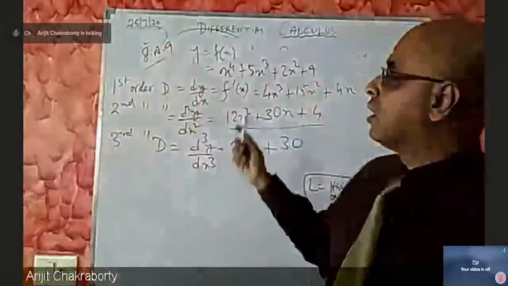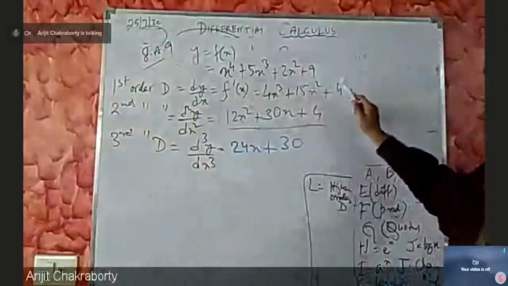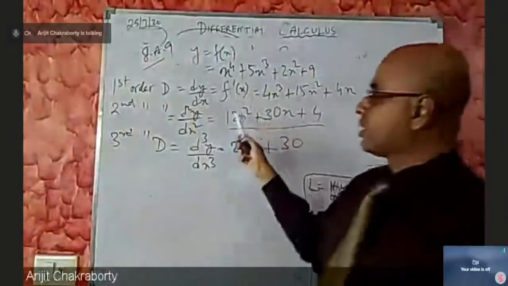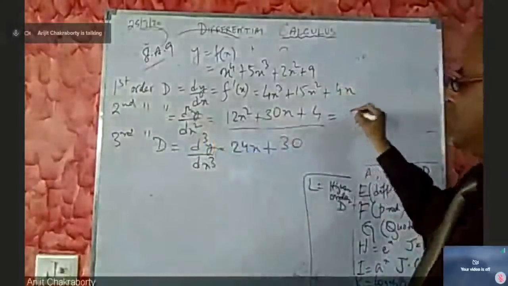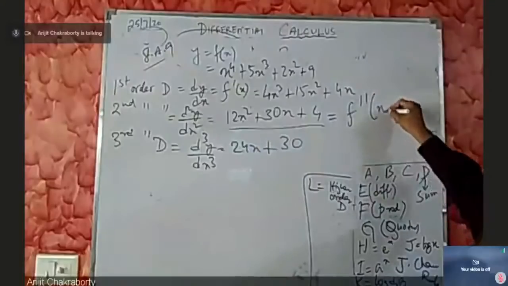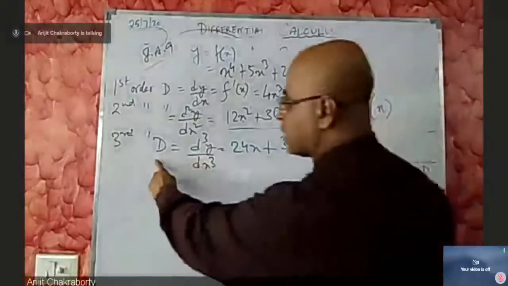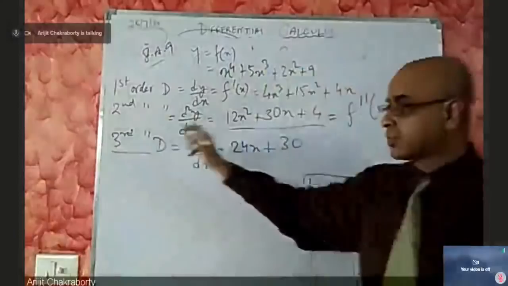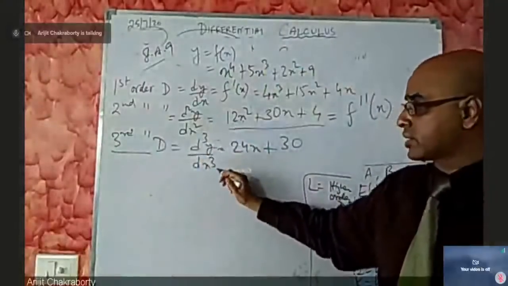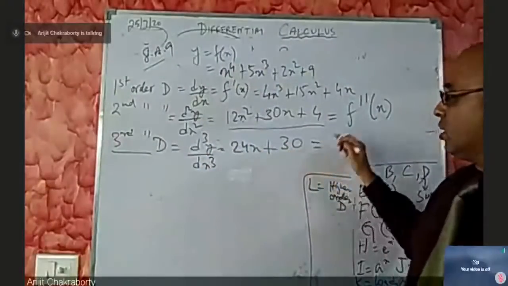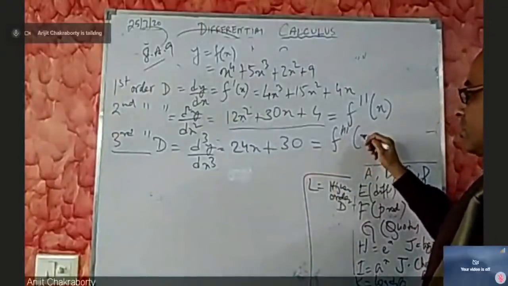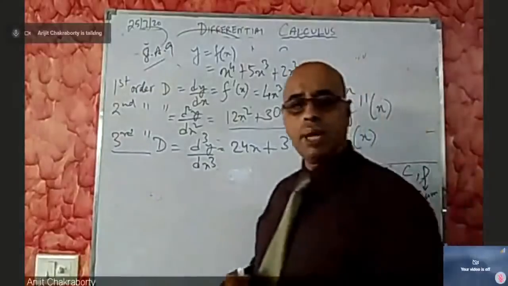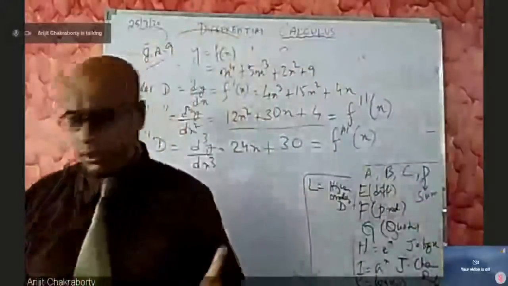This shows the concept of the first order derivative when you differentiate it once. Second order, shown by d square y by dx square, also shown by f double dash x, and third order derivative, shown by d cube y by dx cube, 24x plus 30, also known as f triple dash x. I'm sure it is now clear to you, dear students.